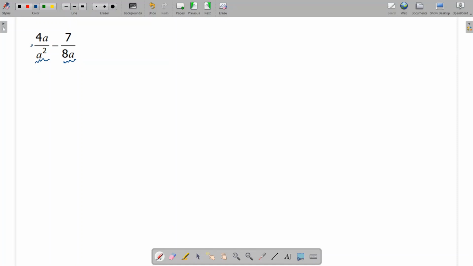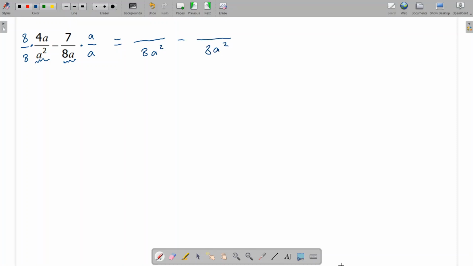Well, this first fraction would need multiplied by 8. So we multiply by 8 over 8 because really that's just 1. And that means that we're not really changing the value. We're just changing the structure of that expression. Our second rational expression needs the a squared. So if we multiply by a, that would turn that into an 8a squared. So the common denominator that we have now is 8a squared for each fraction, for each rational expression.